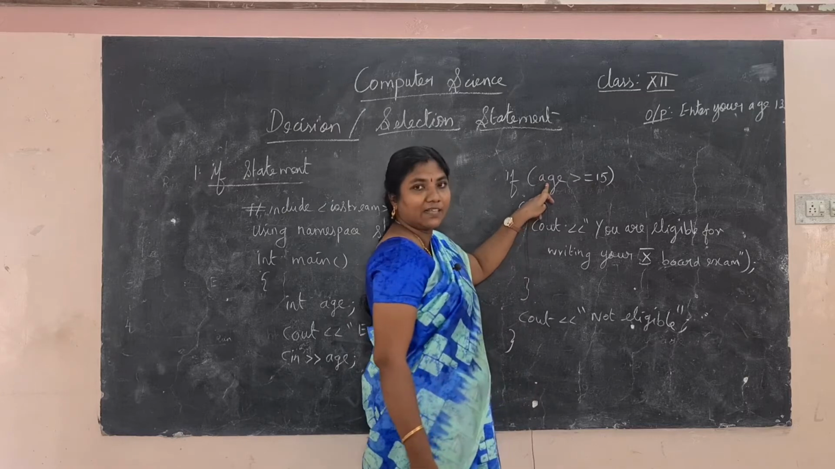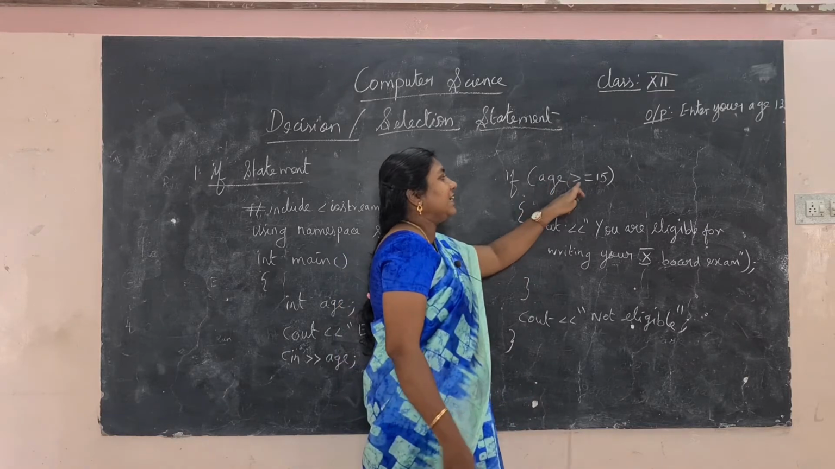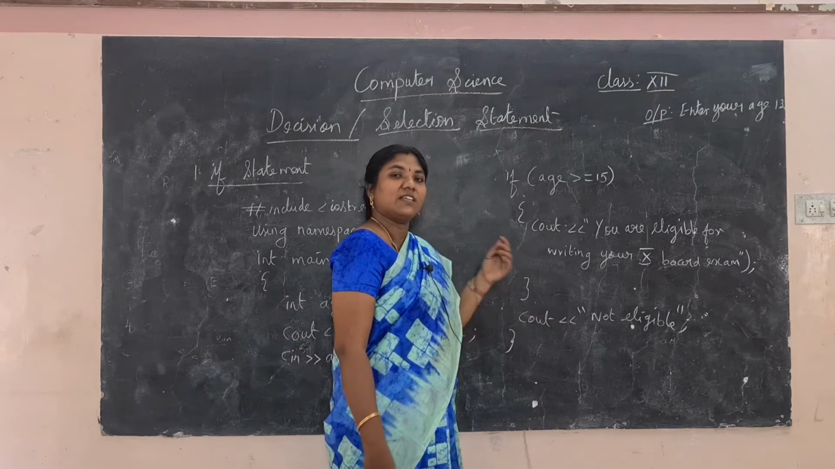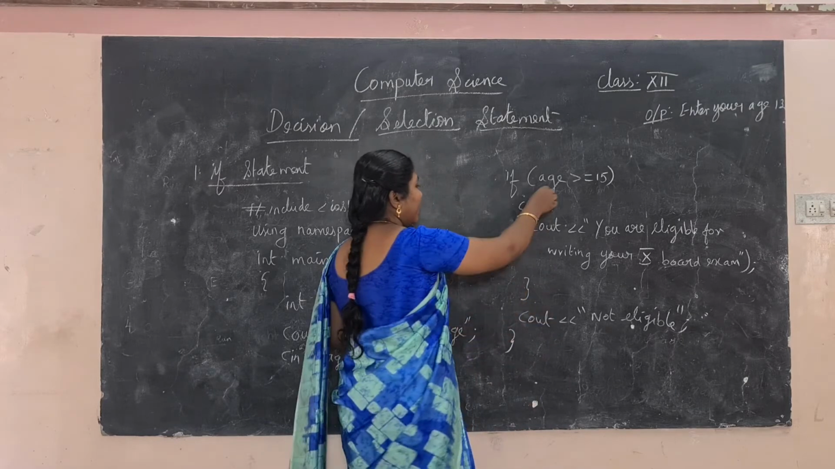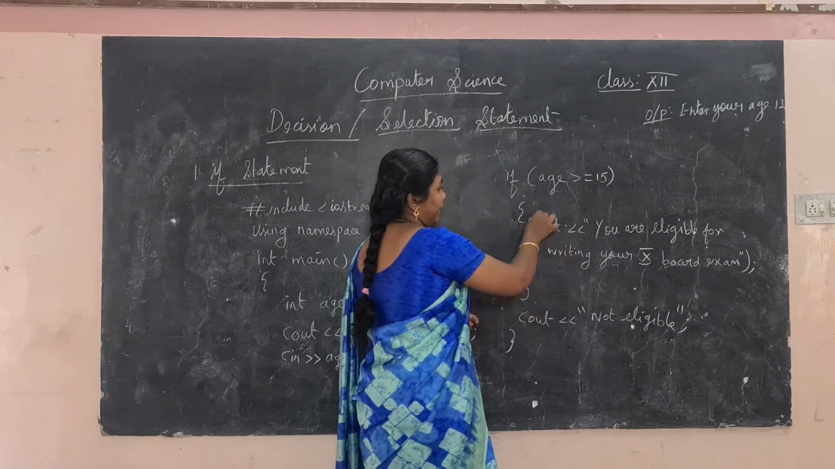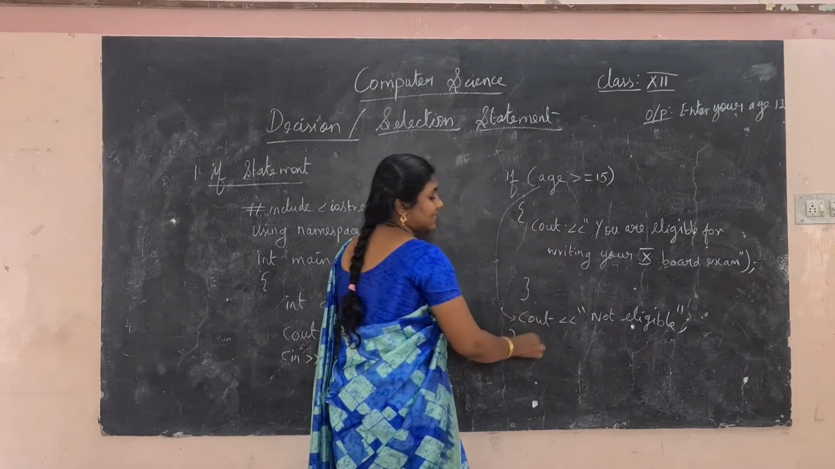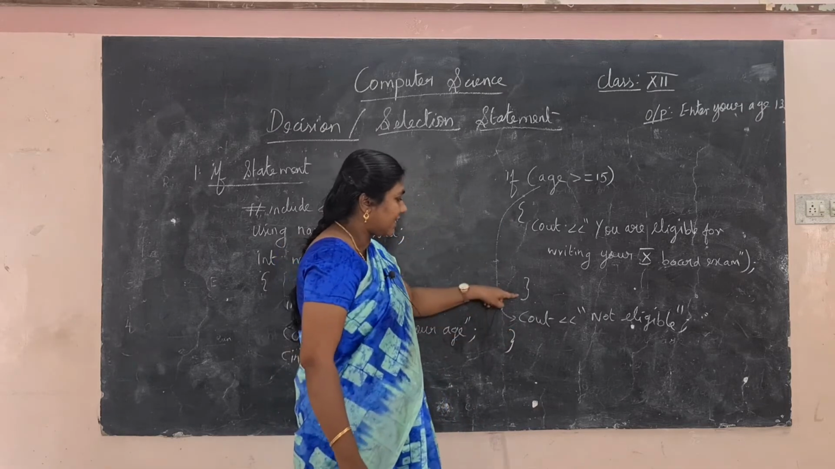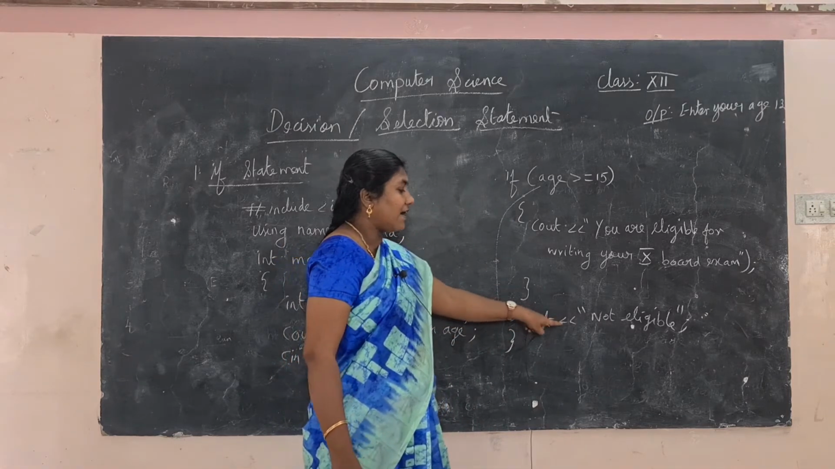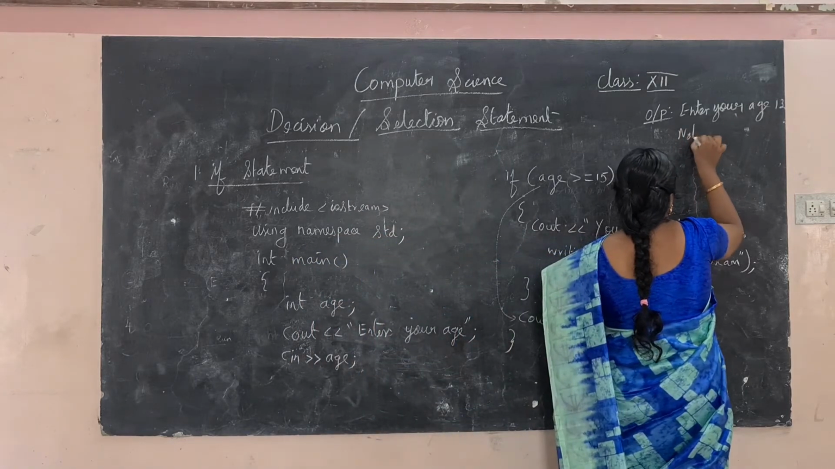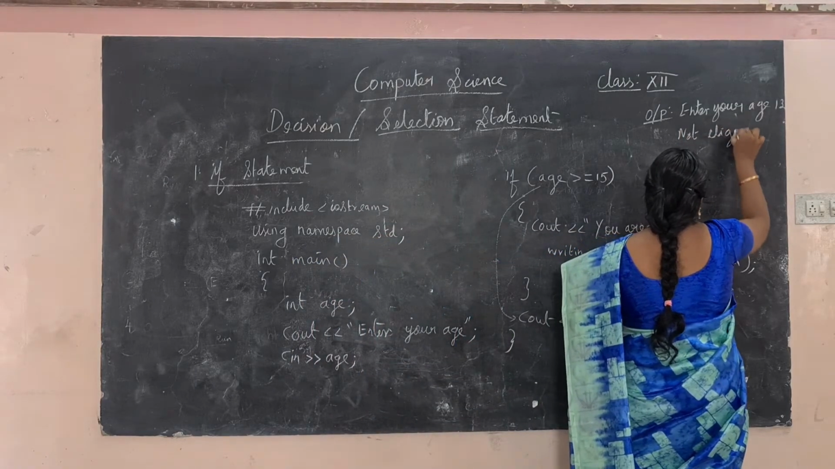Age will take the value 13. Is 13 greater than or equal to 15? Whether the condition is true or false, the condition is false. So it will not get into this if block statement. It will move from here to the statement X. This is the statement X after the if block, where I have asked to print "Not eligible". So I will get my output as "Not eligible".